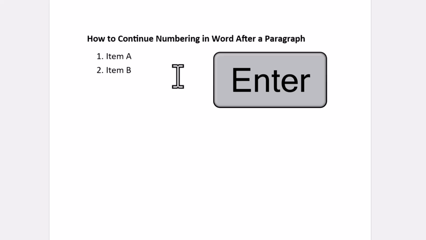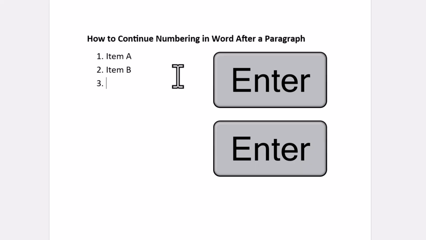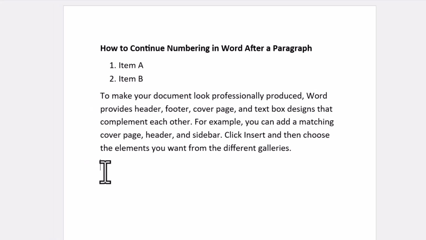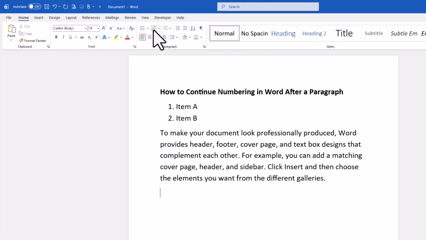First, press Enter at the end of item number 2 to create the next numbered line. Then press Enter again, and Word will stop the numbering and give you a normal paragraph. Type your paragraph here. When you're ready to continue your numbered list, press Enter at the end of the paragraph and click the Numbering button from the Home tab.